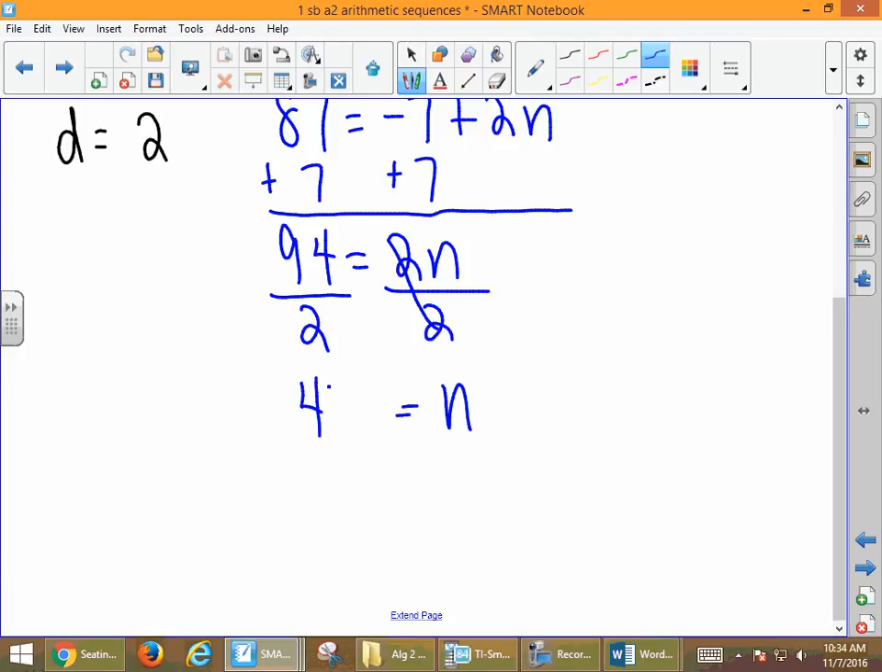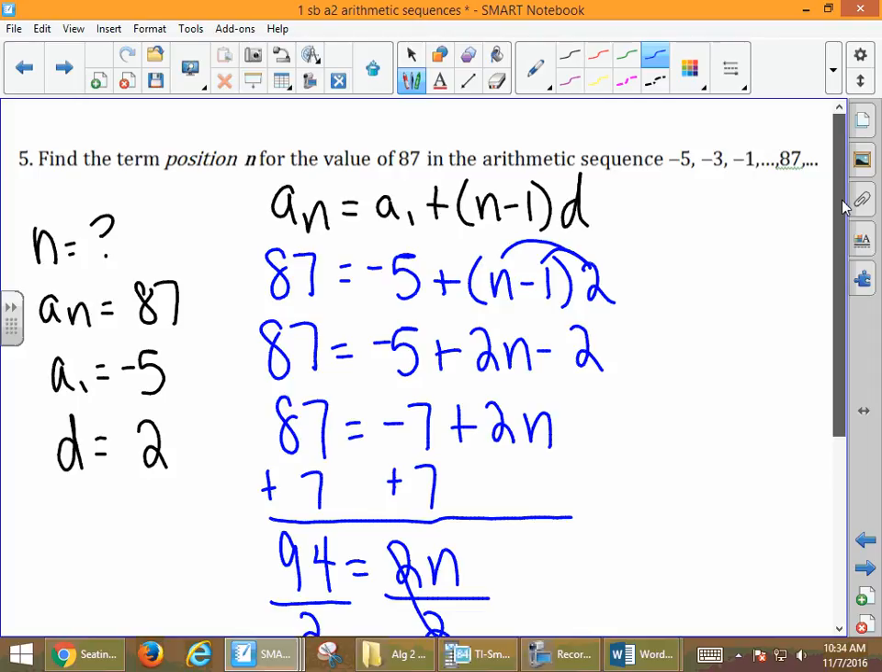And I think it's 47. Once again, what this means is that our 47th term is going to be 87. That's going to be our value. But we're going to have to figure out a bunch of terms before that. So it's nice that we have a formula to be able to do that.